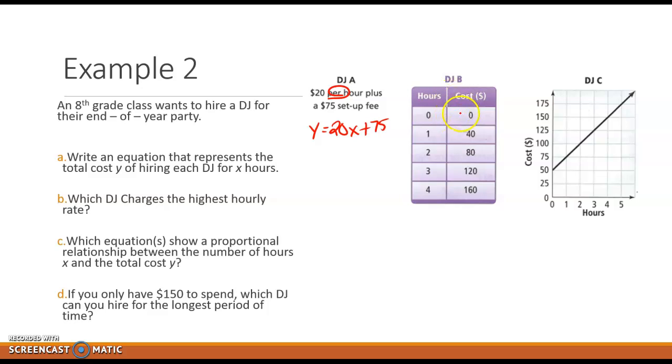DJ B. Here's my y-intercept, so my b is 0. I need to find my slope, so I'm going to pick 2 points. We'll do these two, a random 2 points. So we're going to do 120 minus 80 over 3 minus 2. 120 minus 80 is 40, and 3 minus 2 is 1. So our slope is 40. Our y-intercept is 0. So we have y equals 40x.